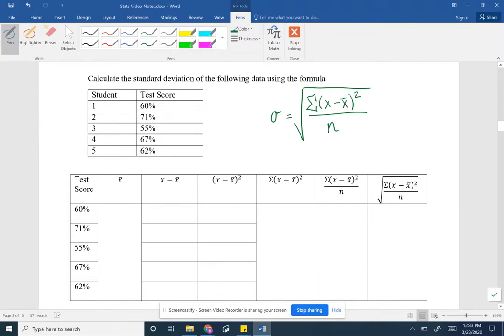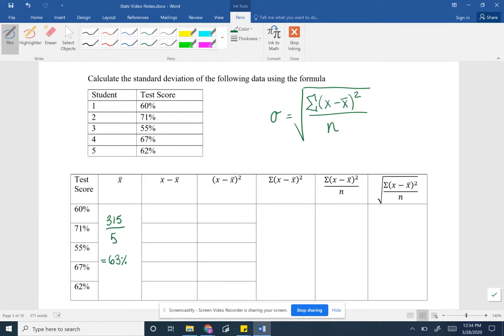So let's do that. If you got a calculator handy, please put this in. We're going to add all those test scores together. We get 315. And we're going to divide by how many tests there were, which was 5. So overall, our mean is 63%. So if this was an exam and we had 5 students take this exam, and we divide by 5, the class average is 63%.